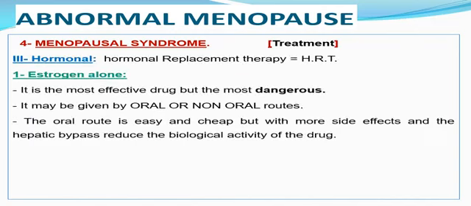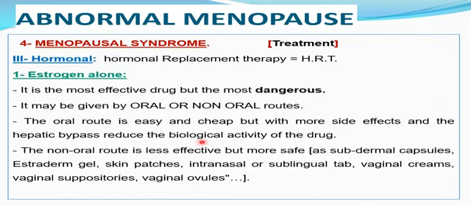Estrogen could be used by many routes. Actually, it is the main line of treatment. It is the most effective but dangerous. It is precancerous, leading to abnormal uterine bleeding, increased incidence of pulmonary embolism, cerebrovascular accident, impaired liver function, and so on. It may be given by oral or non-oral routes like skin cream or skin patches or transdermal gel or intranasal or sublingual tablets or vaginal creams or vaginal suppositories or vaginal ovules. But estrogen after a long time, 6 months or more, leads to abnormal uterine bleeding and its carcinogenic effect will appear.